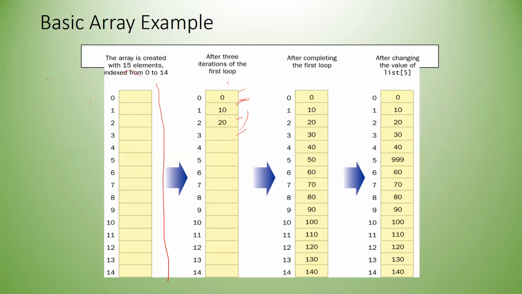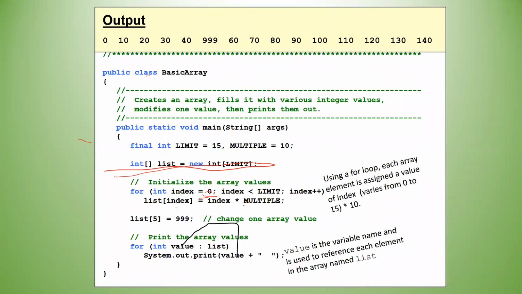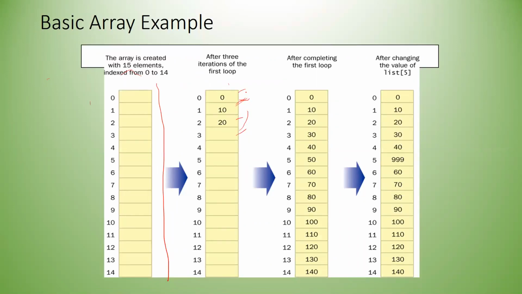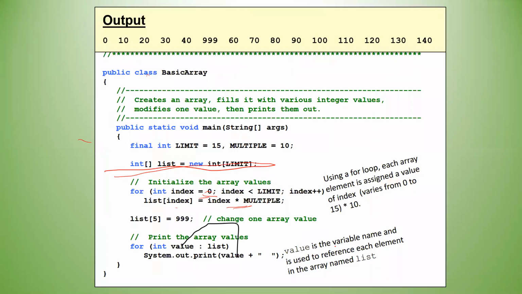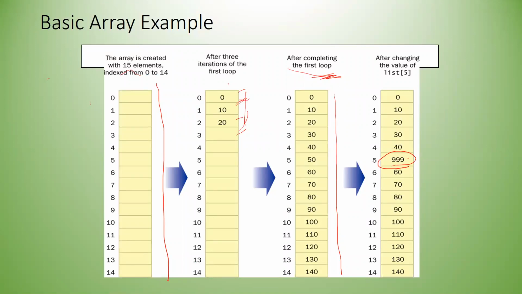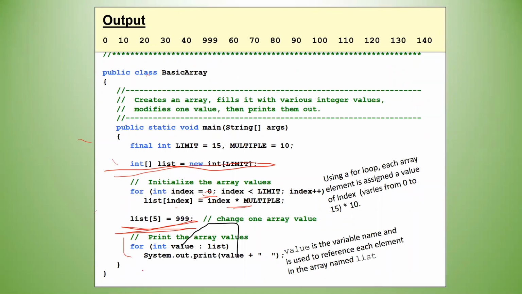When the index is 0, index multiplied by 10 will be 0. When index is 1, it will be 10. When index is 2, it will be 20, right? That's what happens after 3 iterations. After all the 15 iterations are done, you will have all the values. After completing the first loop, these are the values, right? And then you do this, and you are just displaying it, right?